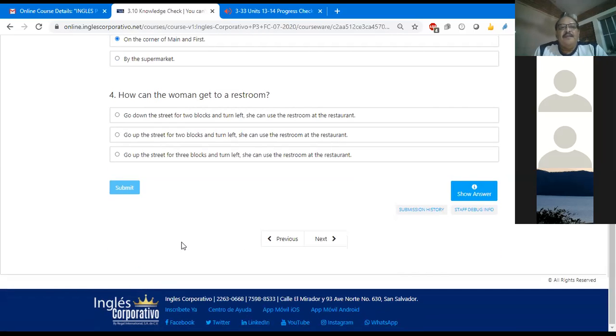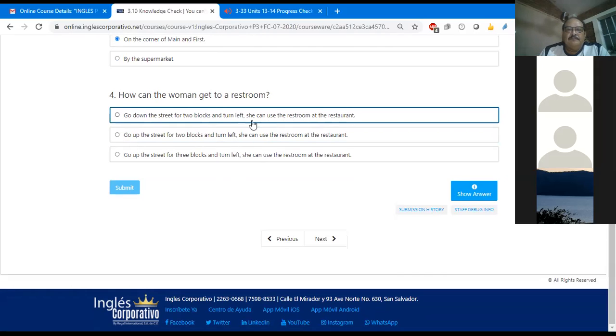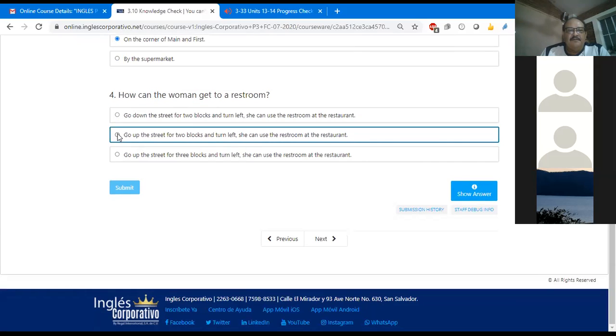How can the woman get to a restroom? Go up the street for two blocks and turn left. She can use the restroom at the restaurant. This one? No, go up. Okay. Good. Let's see.